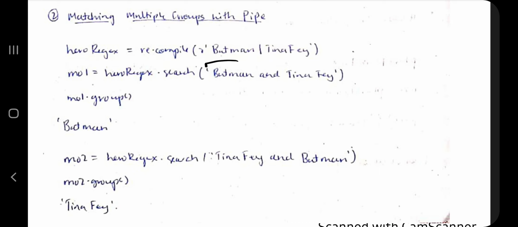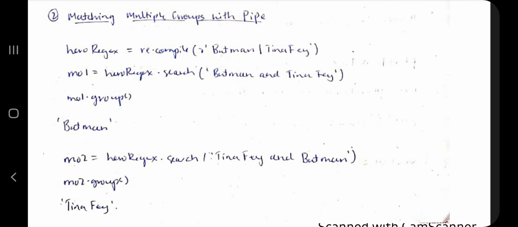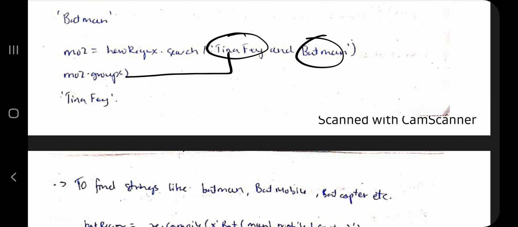If I pass the text Batman and Tina Fey, the first thing it encounters will be returned. Batman is coming first, so Batman will be stored in MO1. If I output, I will get Batman here. Okay. In the same way, if I write Tina Fey first and then Batman, then in MO2.group, what will be stored is the first thing, which is Tina Fey. Okay, that will be output here.